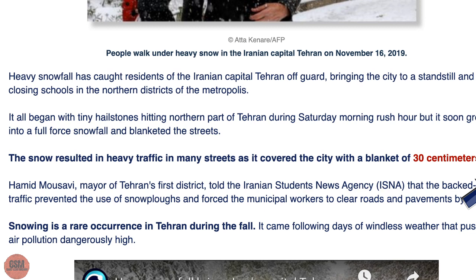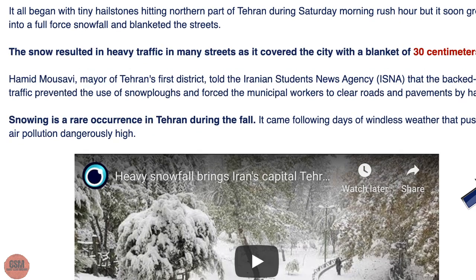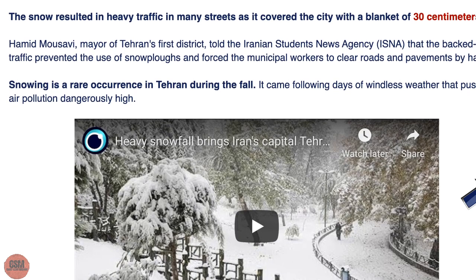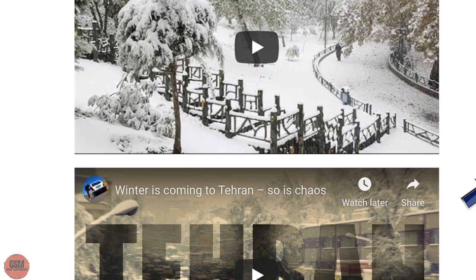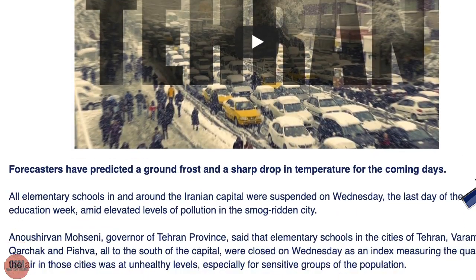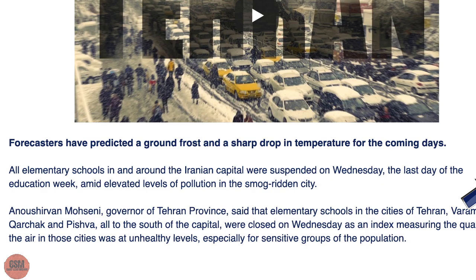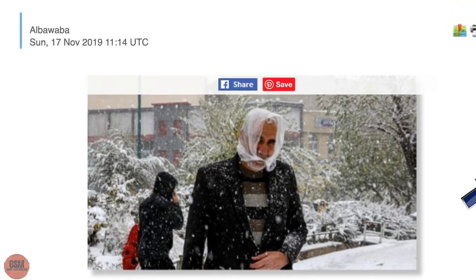Heavy snowfalls caught residents of the Iranian capital Tehran off guard, bringing the city to a standstill and closing schools in the northern districts of the metropolis. It all began with tiny hailstones hitting the northern part of Tehran during Saturday morning rush hour, but it soon grew into a full-force snowfall and blanketed the streets. As we said, about 30 centimeters had fallen, and just lots of pictures here of what happened in Tehran. Also, forecasters have predicted ground frost and a sharp drop in temperature for the coming days as well. So this stuff will stick around. But isn't it amazing that we're talking about Iran? Snow in November? A foot?